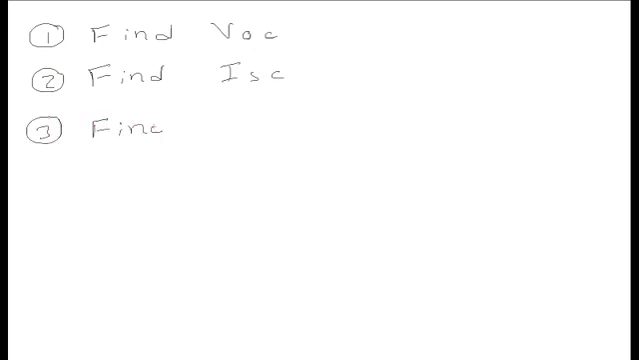We begin by finding VOC. This is of your original circuit. The next step is we find I short circuit. Third, we find R, which could be Thevenin or Norton depending on how you want to call it, VOC over ISC.